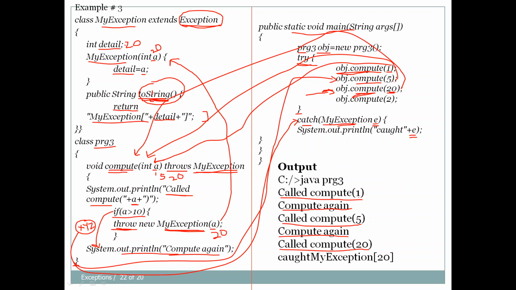So it will call the toString method, and from the toString method we are returning something. What are we returning? MyException plus detail. I told you what we have stored in detail: 20. So this will print MyException in brackets 20, and that is the reason you can see the output caught. How has it printed caught? Because we have caught here in the catch statement first, caught plus e. So first it will print caught, then it goes to toString. In the toString we are printing MyException. So after caught, MyException and 20 in square brackets.